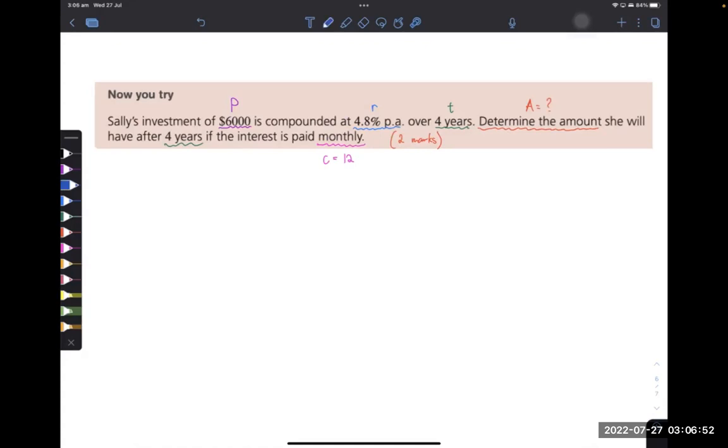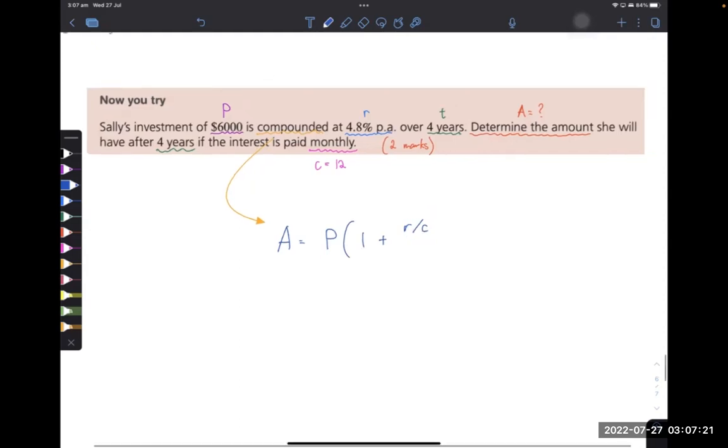So we've missed one word, and it's towards the beginning. It's the word compounded. So the word compounded brings us to this equation that we need to write out every single time. A equals P, because this is a compound interest formula. And notice here we're going to use the divided by C up there. Over 100 to the power of T times C.